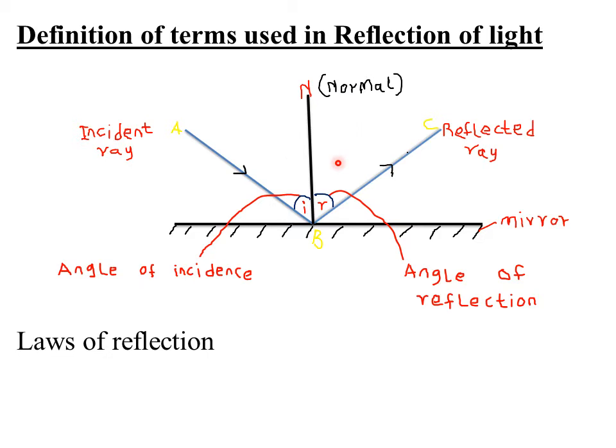So the second law of reflection states that the incident ray, the reflected ray and the normal at the point of incidence all lie on the same plane. That is, the incident ray, the reflected ray and the normal at the point of incidence all lie on the same plane. So those are the two laws of reflection.